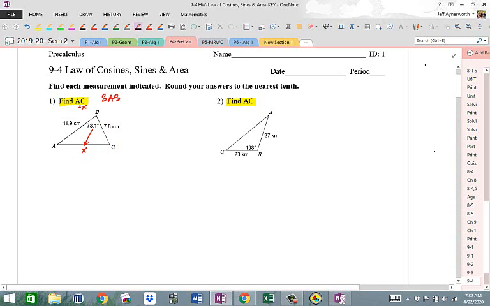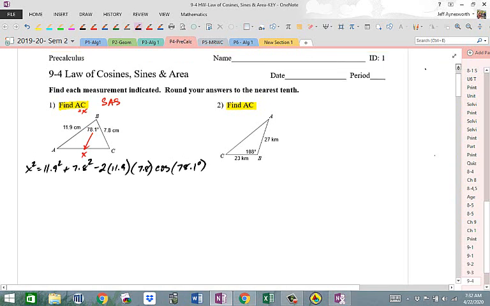So we're going to start off with the side opposite of the angle, and the law of cosines goes like this. We're going to take x squared, and it's going to be equal to 11.9 squared plus 7.8 squared minus 2 times those two sides, 11.9 and 7.8, times the cosine of the included angle, which is 78.1 degrees. If you're using TI-84s, which is fine, you want to set it in degree mode. Keep that in mind.